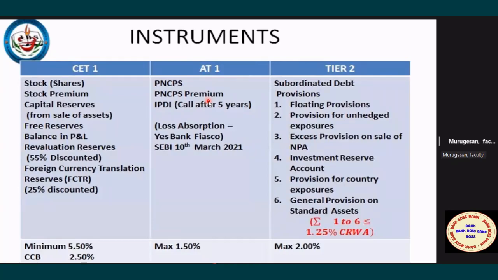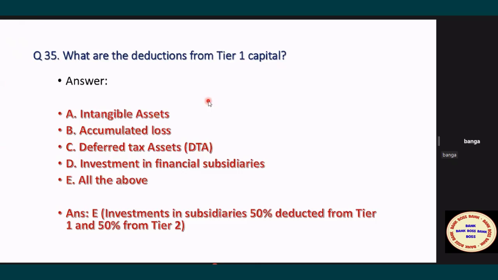This is one question. I have a doubt about the previous question. Yes, tell me. Madam, the question is, what are the deductions from tier 1? Why would we add intangibles and accumulated loss? These will not be added in tier 1. What happened, madam? The tier 1 will appear on the liability side, but these things will be on the asset side.